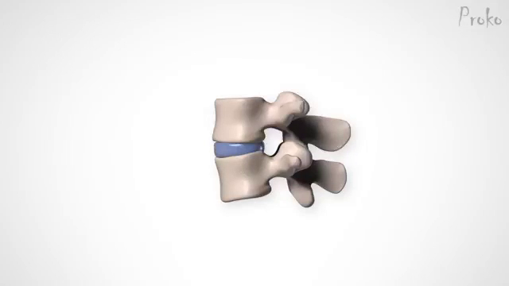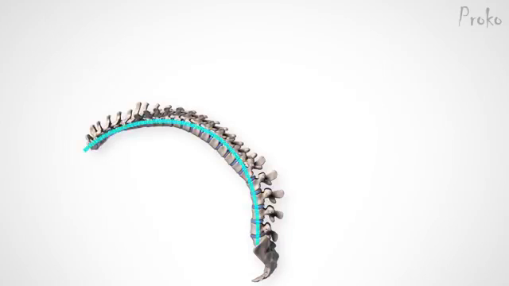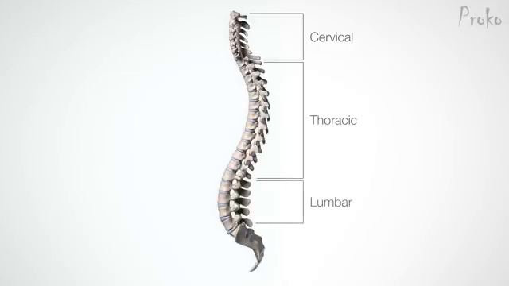Each piece moves only a little, but they add up to a lot. Like a string of beads, every little movement contributes to a graceful curve. There are 4 sections to the spine. The cervical section of the neck consists of 7 vertebrae. The thoracic section of the rib cage has 12 vertebrae, 1 for each rib. The lumbar section of the lower back has 5 vertebrae.